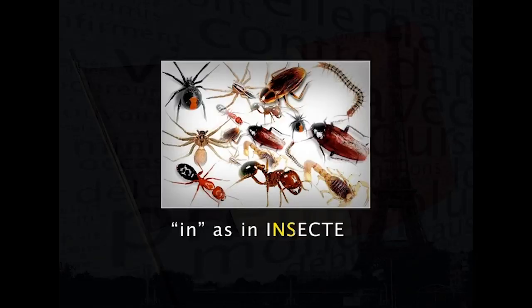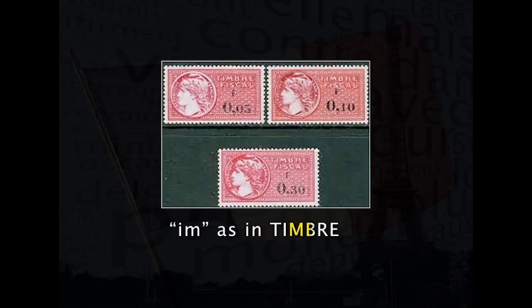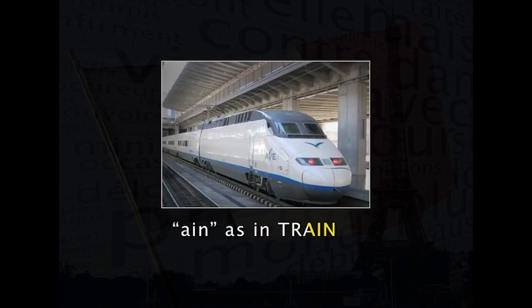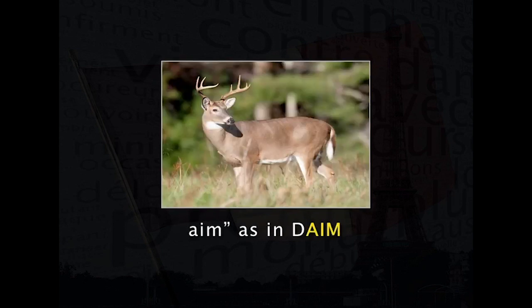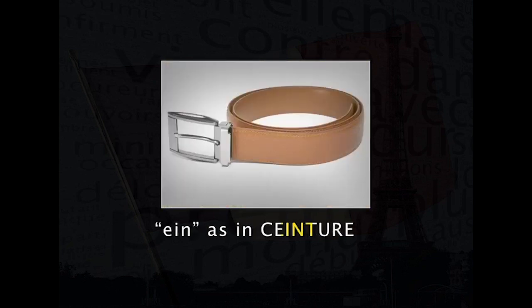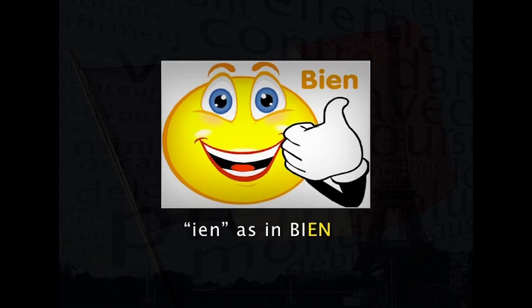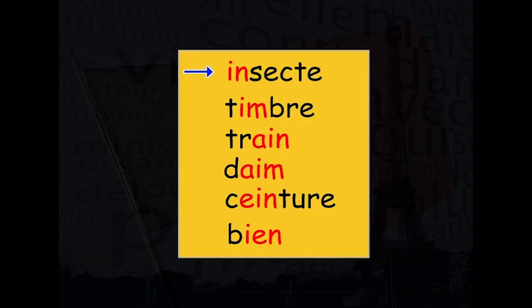IN as in insecte, IM as in timbre, AIN as in train, AIM as in daim, EIN as in ceinture, and IEN as in bien. Let us repeat these words: insecte, timbre, train, daim, ceinture, bien.